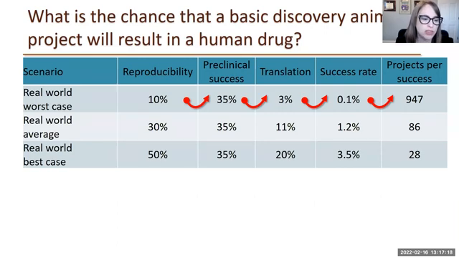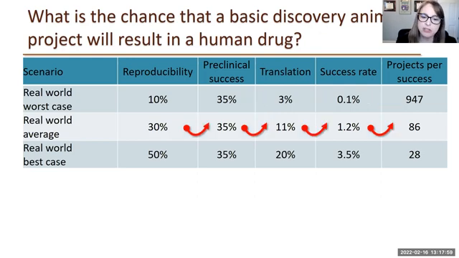Let's start off with this first scenario, where we have the real world worst case scenario. Remember that 10% reproducibility rate that was cited in one of those papers. If we go through and calculate this out, we would need 947 studies in order to bring one drug to humans. This could perhaps be in cancer or something like that, but essentially, adding in all these different sources of failure, we would need 900-plus studies in order to make sure that we could bring one drug to market.